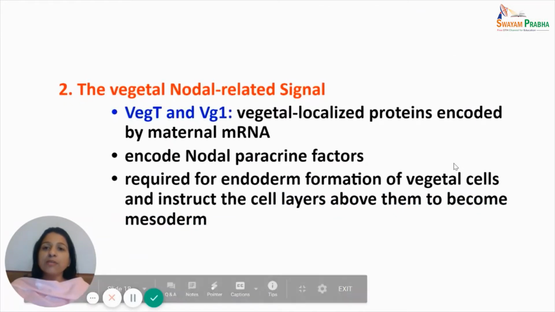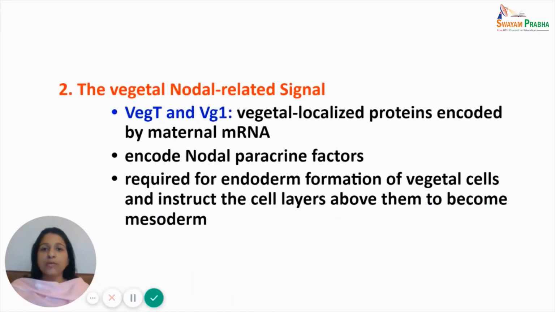The second important factor is the vegetal nodal-related signal. Here, VegT and Vg1 are the vegetally localized proteins which are again encoded by the maternal mRNA stored in the vegetal cells. They encode certain nodal paracrine factors, and they are required for the endodermal formation of the vegetal cells. And further, the vegetal cells will instruct the cell layers lying above them to become mesoderm.